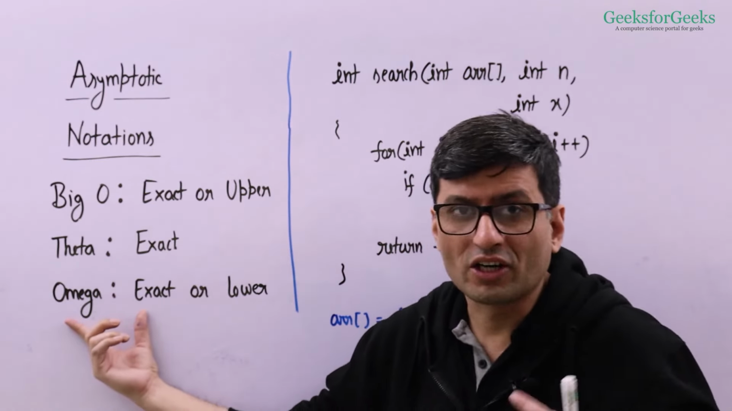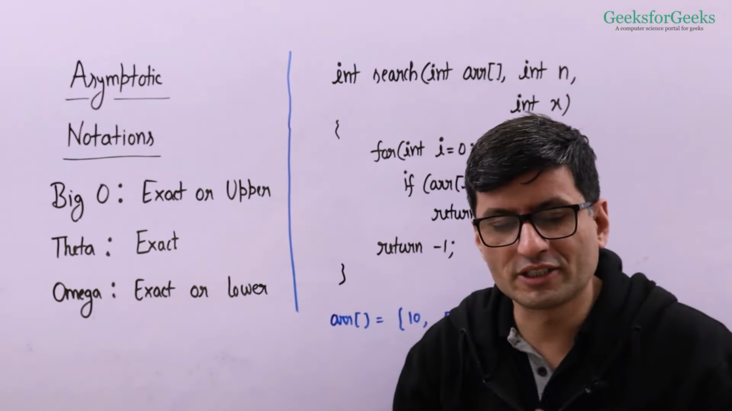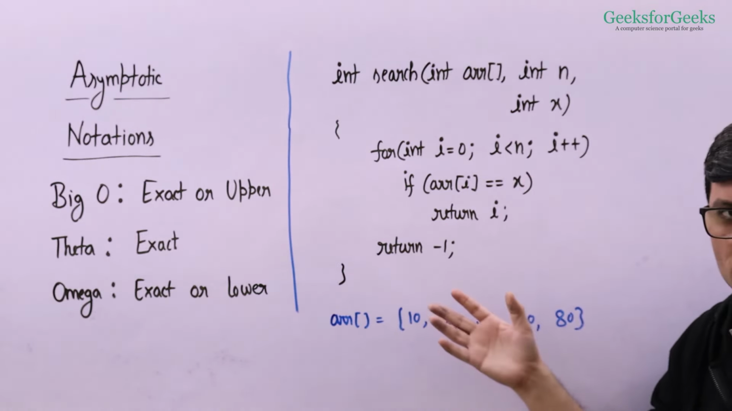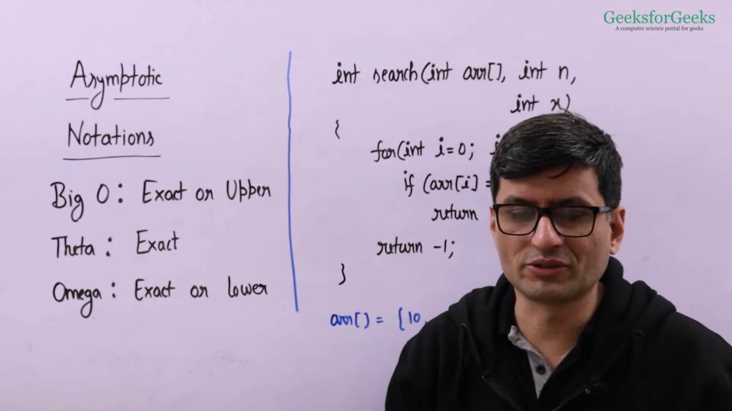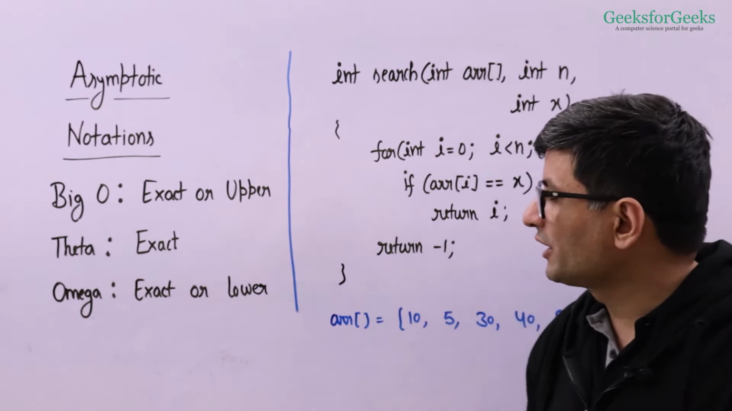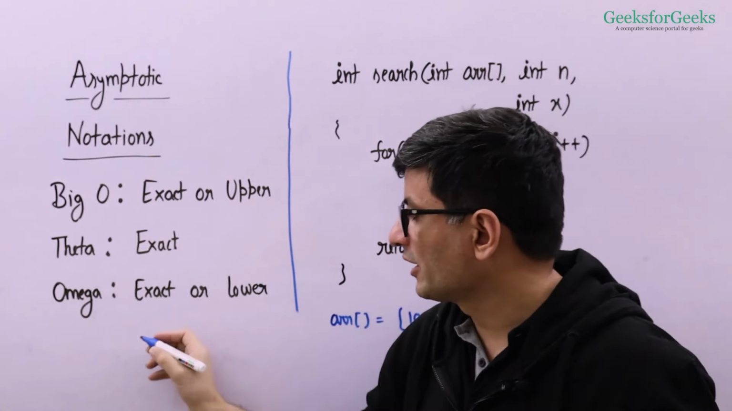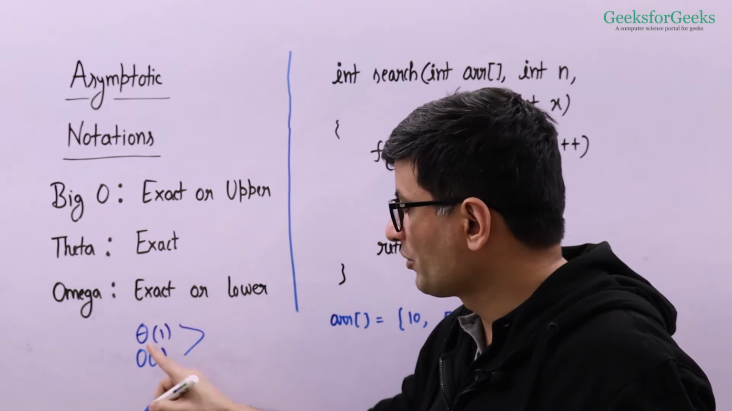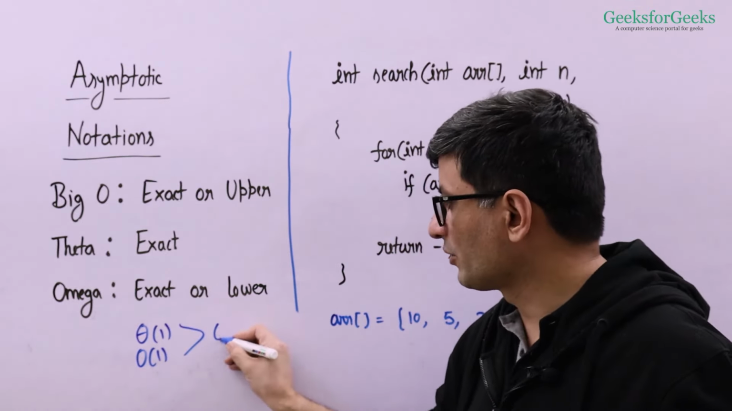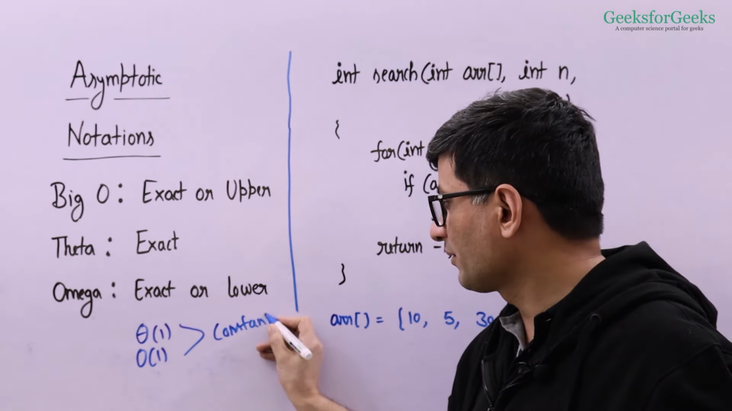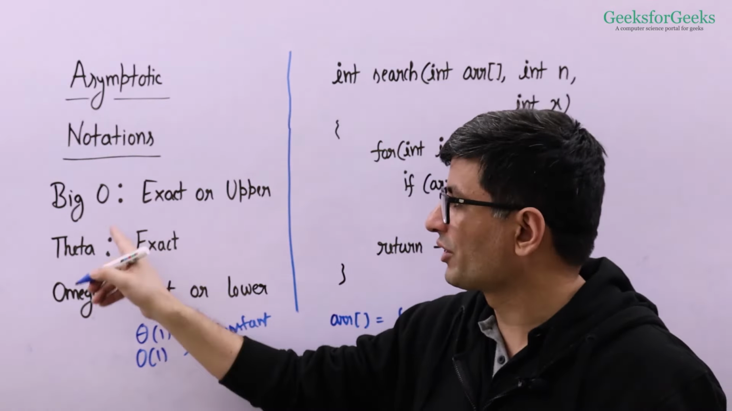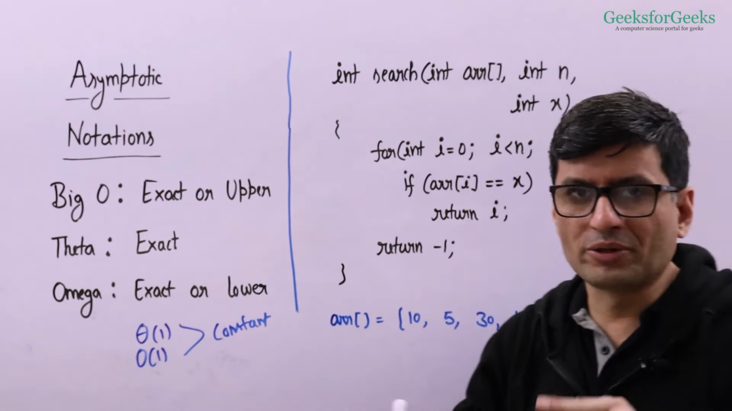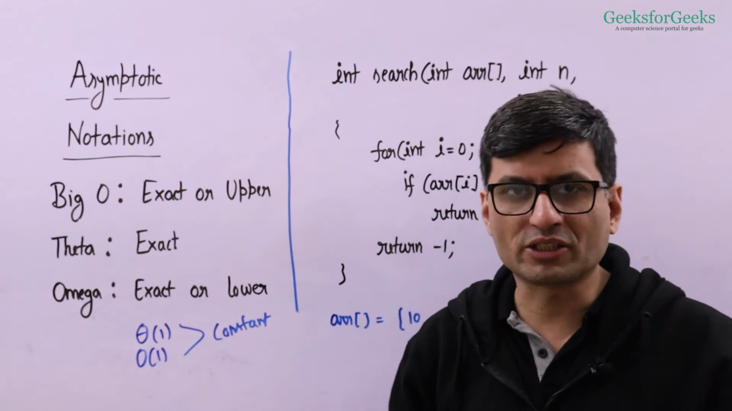Omega notation is the opposite of big O notation. It represents a lower bound or exact bound. So if you talk about this function, in the best case, it's going to take constant time. And when we talk about big O and theta, theta 1 represents constant and big O 1 also represents constant. When you write theta 1 and big O 1, we mean constant. We'll discuss these notations in detail when we talk about big O and theta. But big O 1, theta 1 means constant. With any notation, when you write 1, it means a constant value.